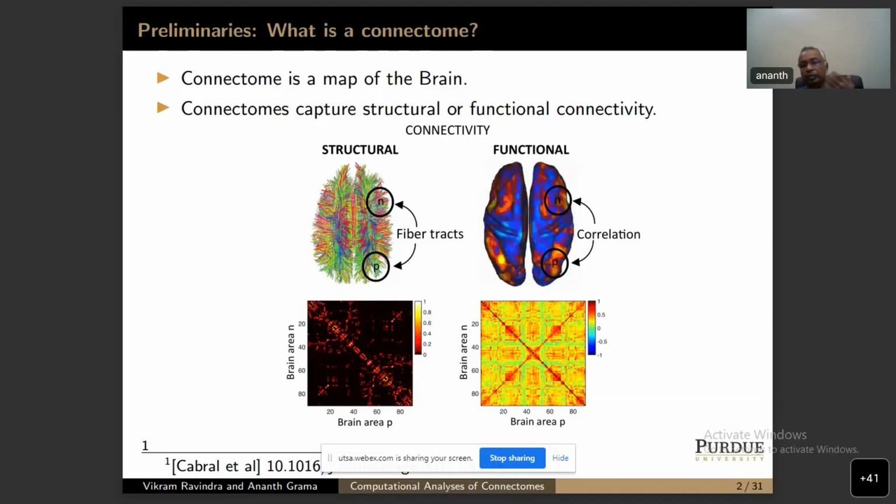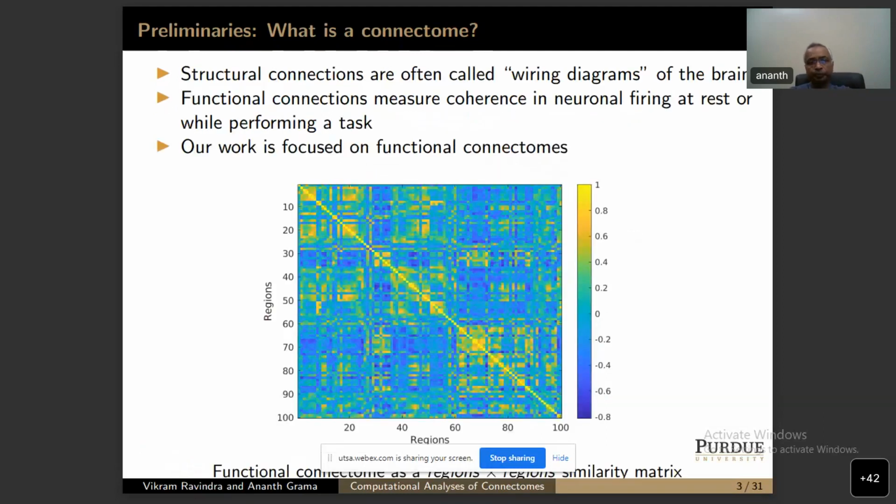And where it lights up is where I would say there's either structural connection or functional connection. So this is how we're going to look at this data. For the most part, we're going to focus on functional connectomes here. And as I mentioned, functional connectomes measure coherence in neuronal firing at rest or while performing a task. We're not going to look at structural connectomes. Structural connectomes are often called wiring diagrams.